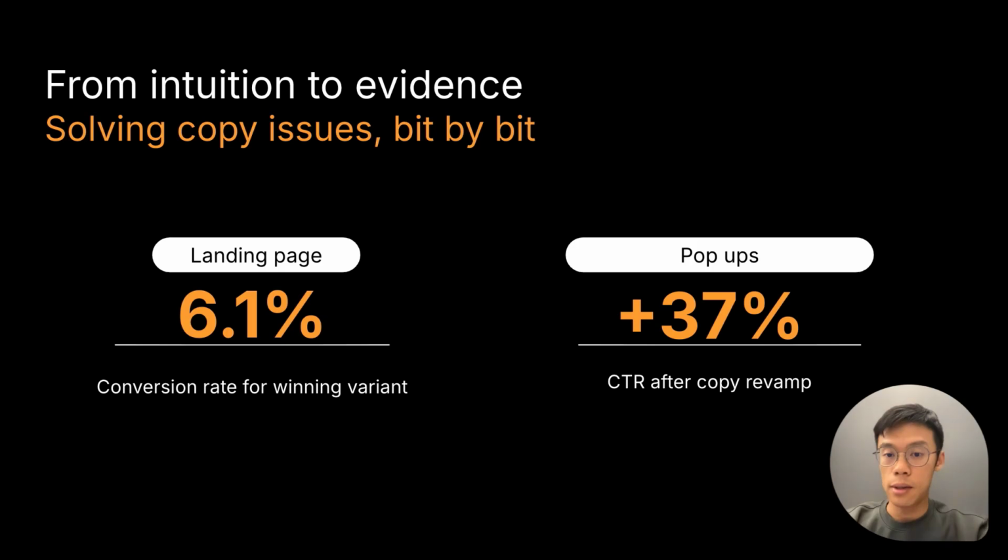Now here are the results. Just by changing the copy, we were able to shoot up the landing page CVR to 6.1%. And for the pop-ups, we had a 37% increase in click-through rate, simply by changing the copy.